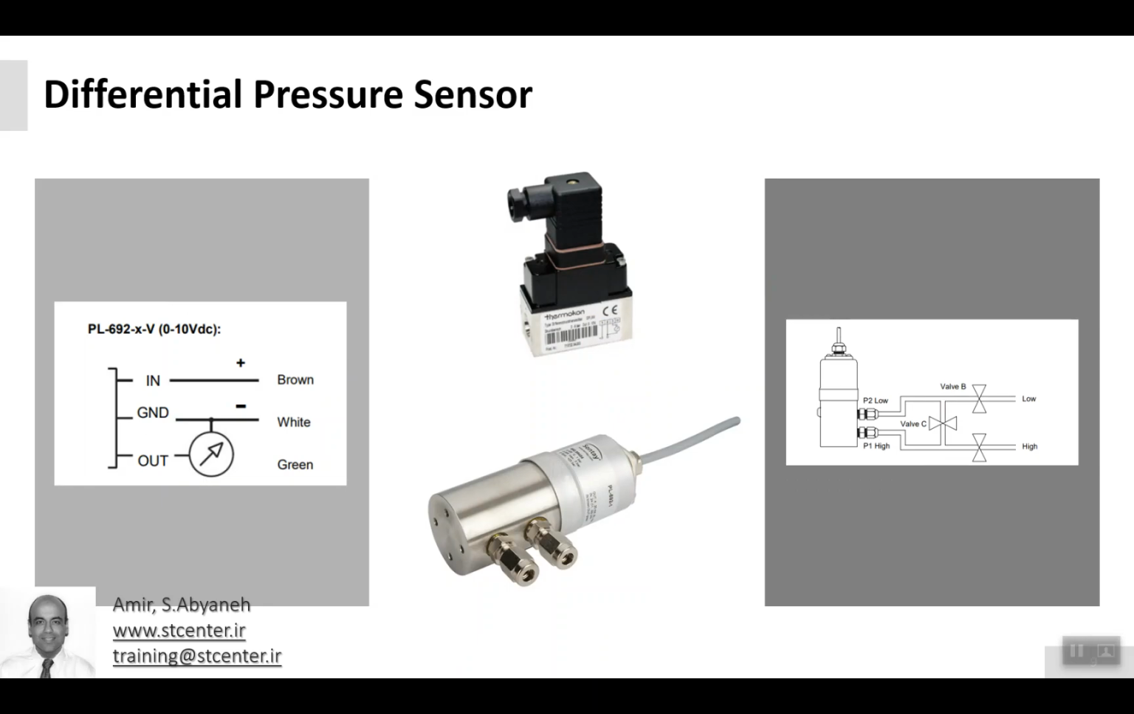The other sensor we talk about is the differential pressure transmitter. We use it when we use the drive. You can see in the picture the 0 to 10 volt wiring, how it can be. Also the piping is important, so we should take care of it and do it according to the manufacturer's specification.